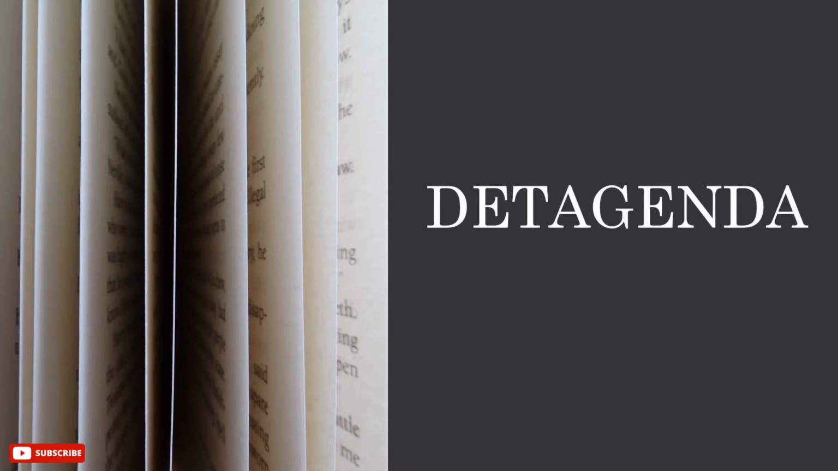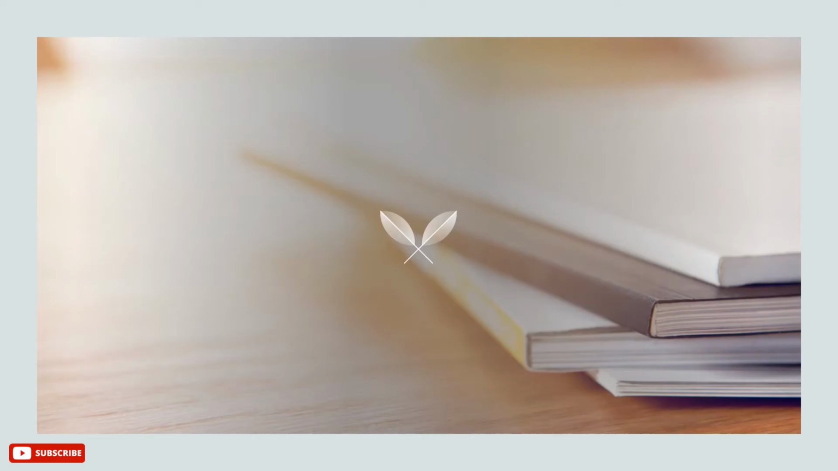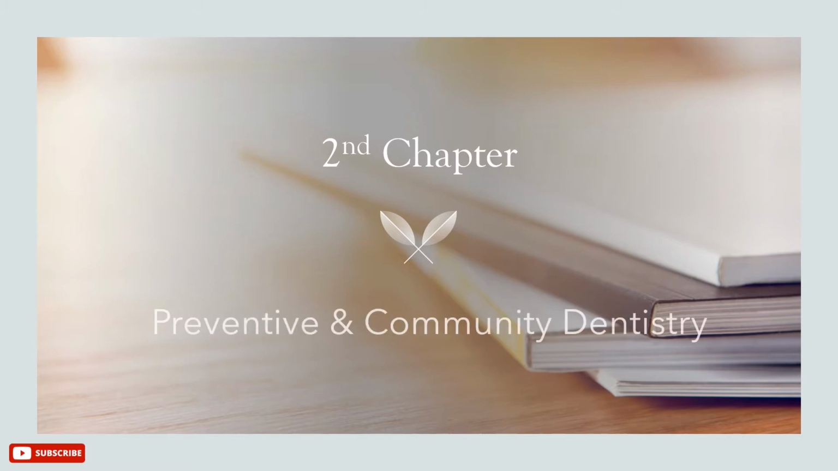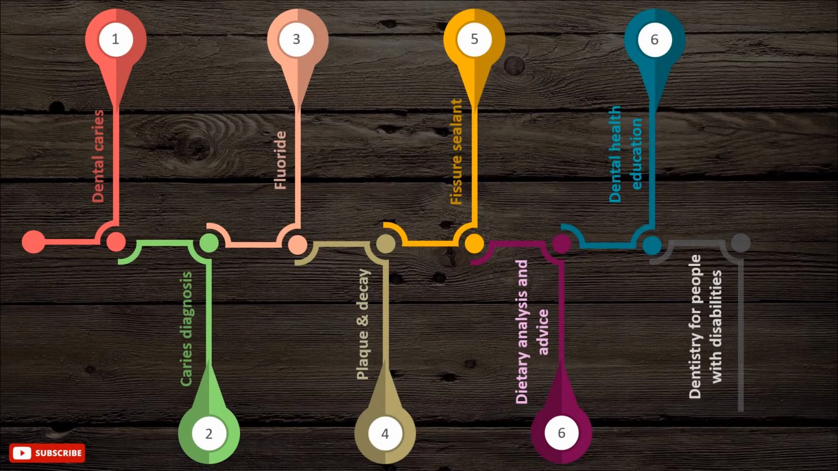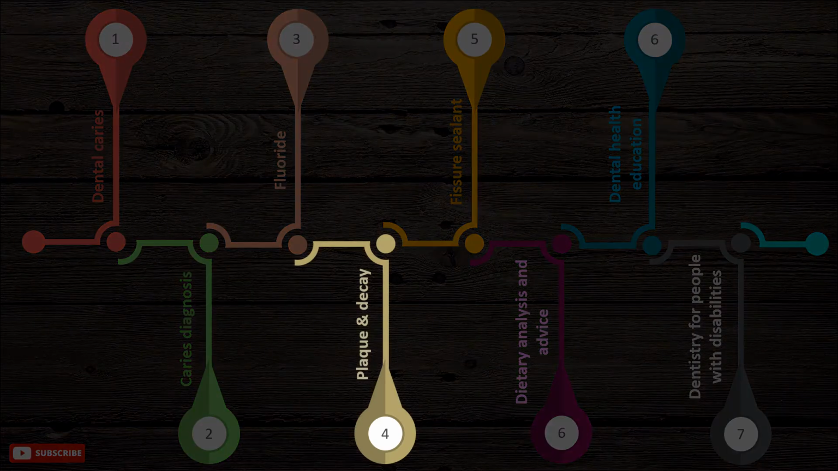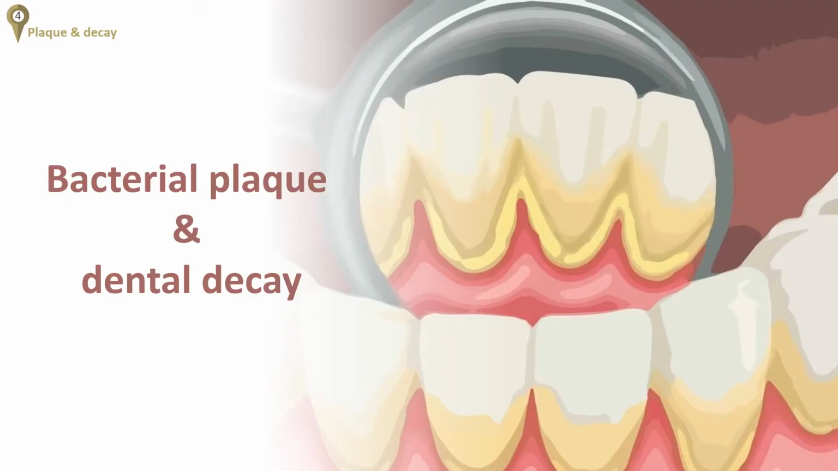In our DENTAGENDA, we will be continuing the second chapter, Preventive and Community Dentistry. These are the points included in this chapter video series, and in this tutorial you will learn about plaque and tooth decay. In this video, you will learn about bacterial plaque and how it turns to calculus and the relation to tooth decay and other oral diseases.